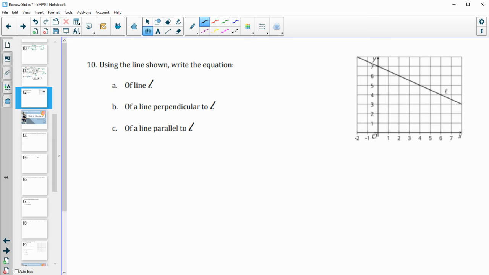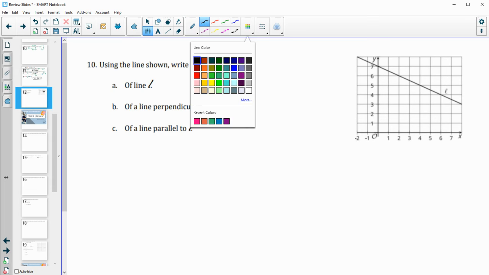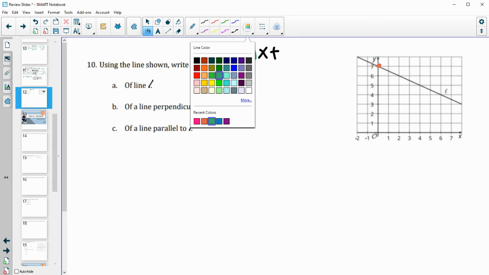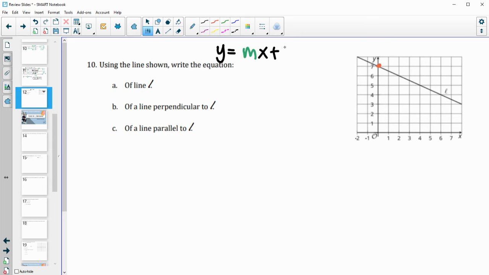Number 10, use the line shown to write these equations. So write the equation of the actual line. We can see this line crosses through the y-axis at 7, so we can use our slope-intercept form for this. Slope-intercept is y equals mx plus b, with b being the y-intercept. So this is our b, exactly where it crosses the y-axis.